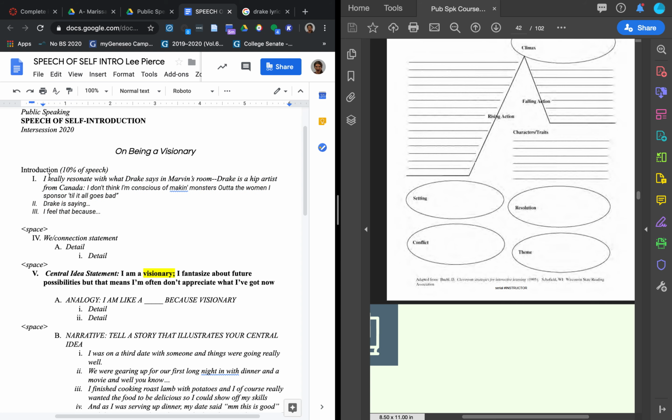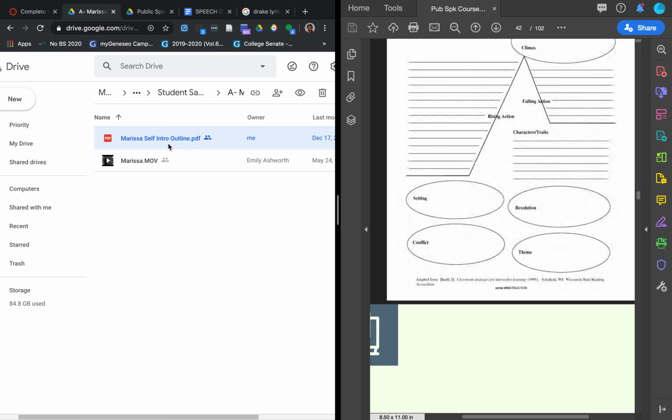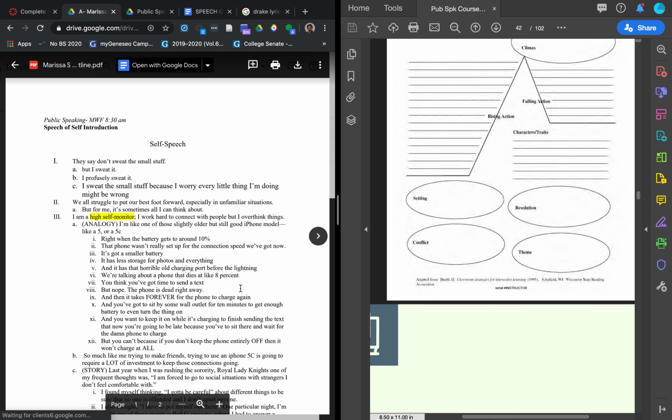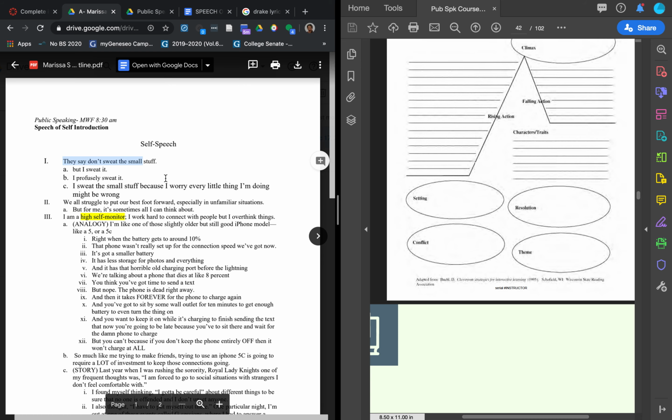So you want to pick neutral territory. Neutral territory is a supports. You can also use a universal. If we go over to Marissa, she uses a combination of a universal and a rebuttal, right? They say, that's a good sign of a universal, don't sweat the small stuff. And you've seen this. It's like a book.